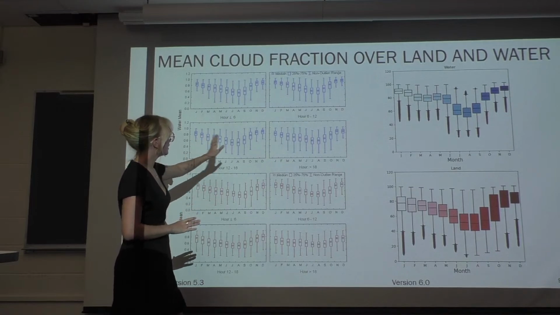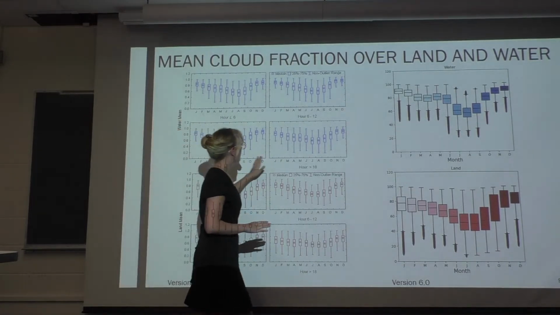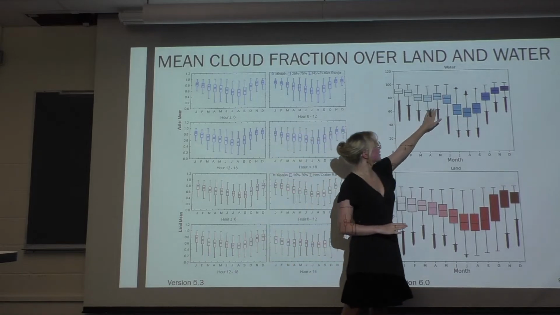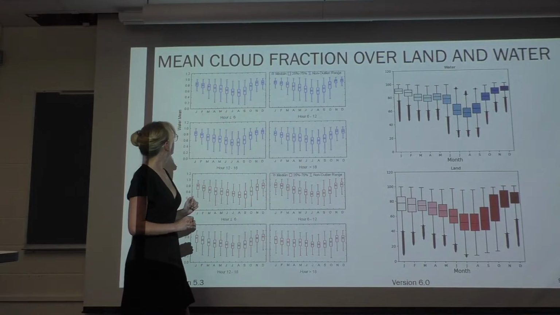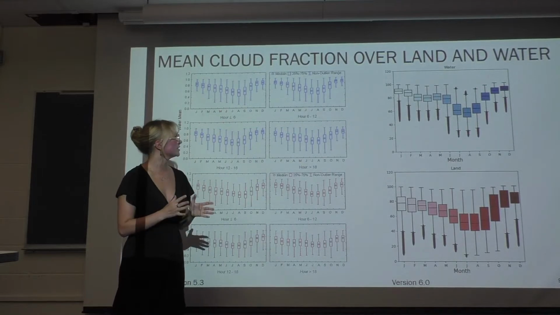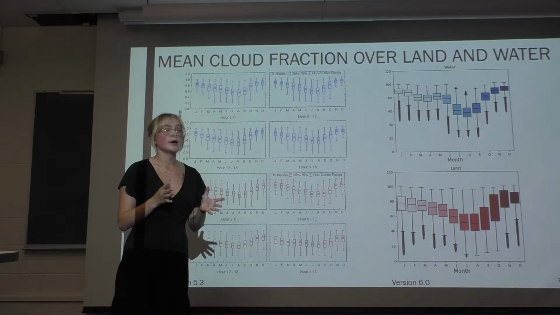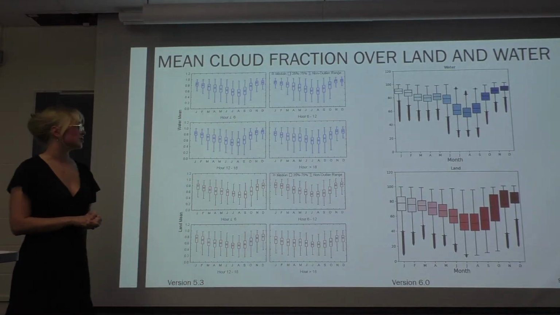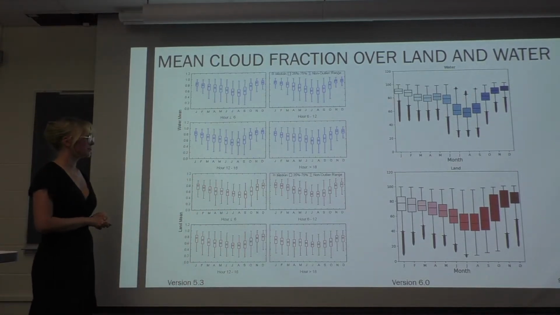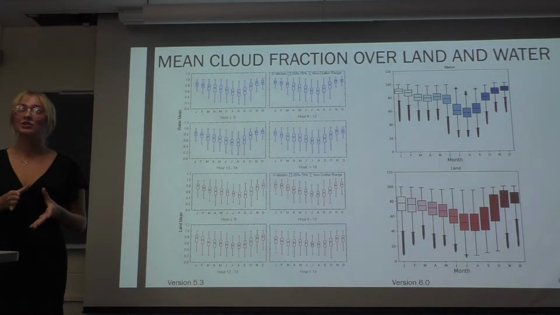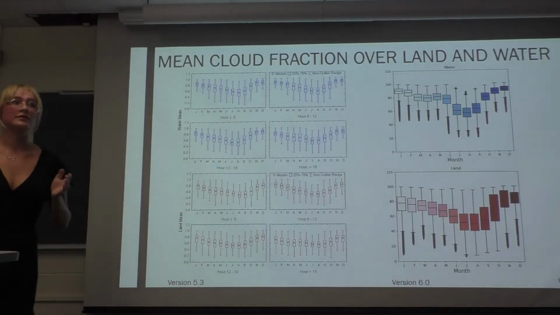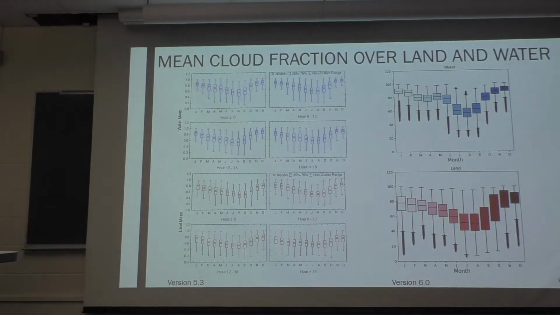The greatest difference we can see over water between 5.3 and 6 is the increase in the spring months that we don't really see in version 5.3. It sits about constant at 0.6, whereas for the spring months it's at about 0.8 for version 6. And that's the greatest deviance we see between these two. With land values, we see a higher range of cloudiness, where there's a lot more deviance between having clouds and clear skies compared to over the water.